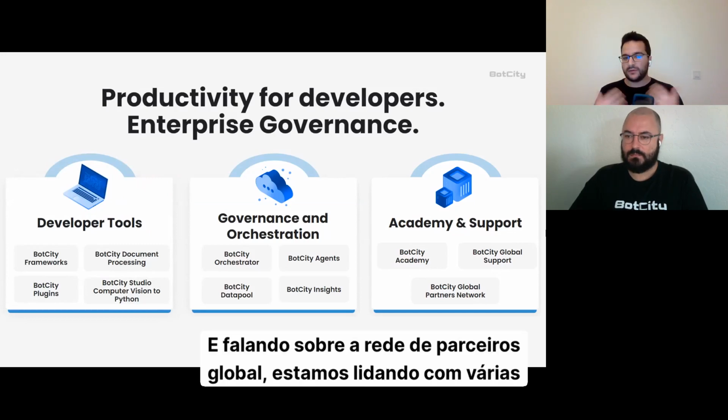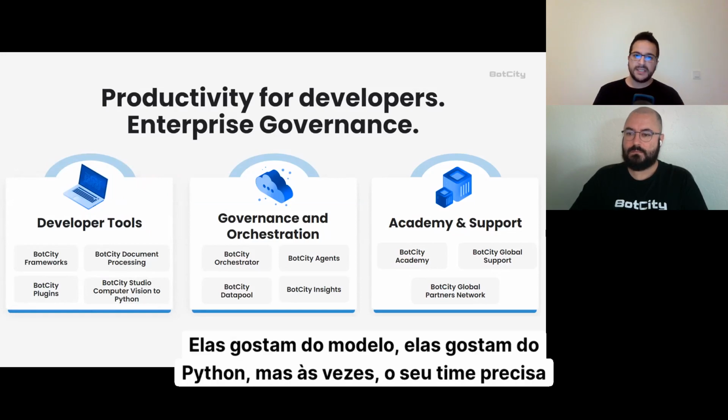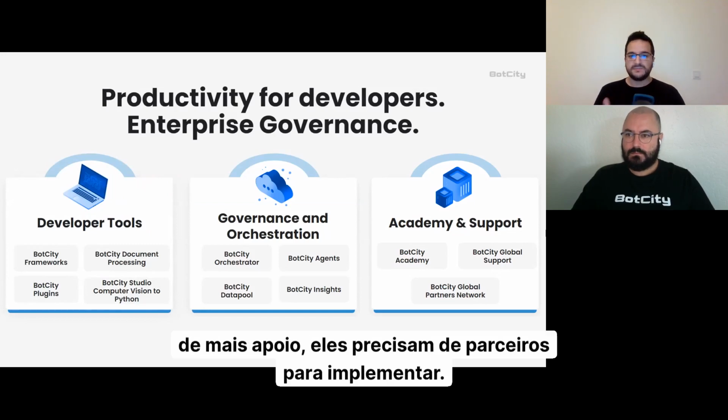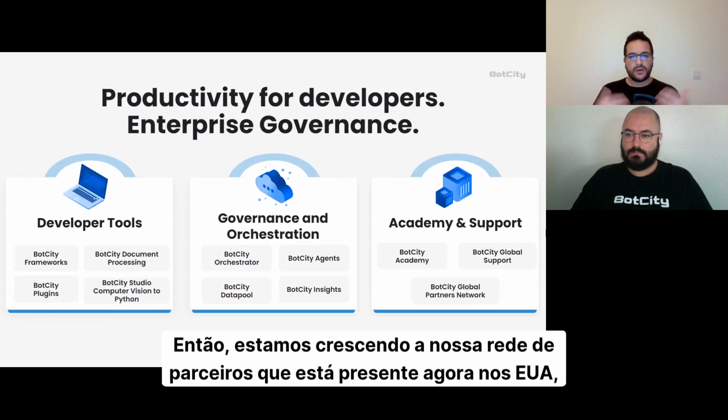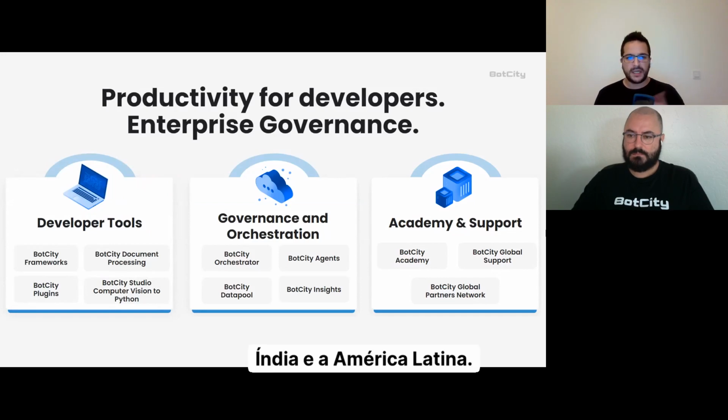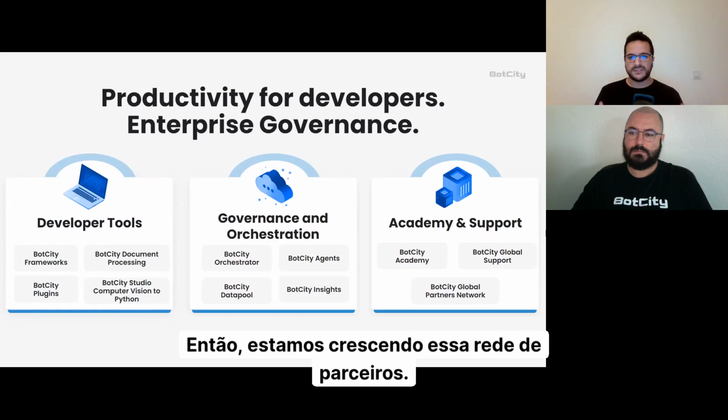And talking about a global partners network, we are dealing with several companies globally. They like the model, they like Python, but sometimes their team needs more support. They need partners to implement. So we are growing our partners network that's present now in the US, Europe, India, and South Latin America. So we are growing this partners network.